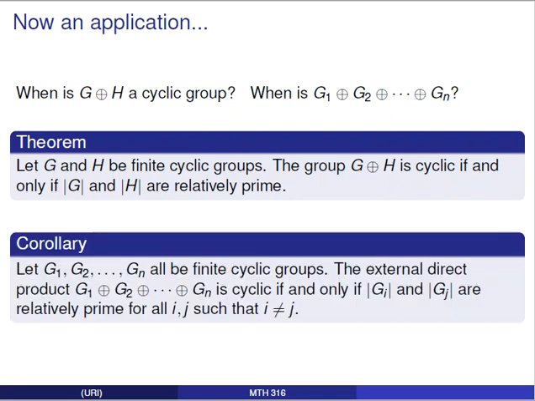As a corollary to that theorem, we can talk about what happens if you have more than 2 groups in your direct product. If G1 through Gn are all finite cyclic groups, then their external direct product will be cyclic if and only if the order of Gi and the order of Gj are relatively prime for every pair of different i and j you can choose from 1 to n.